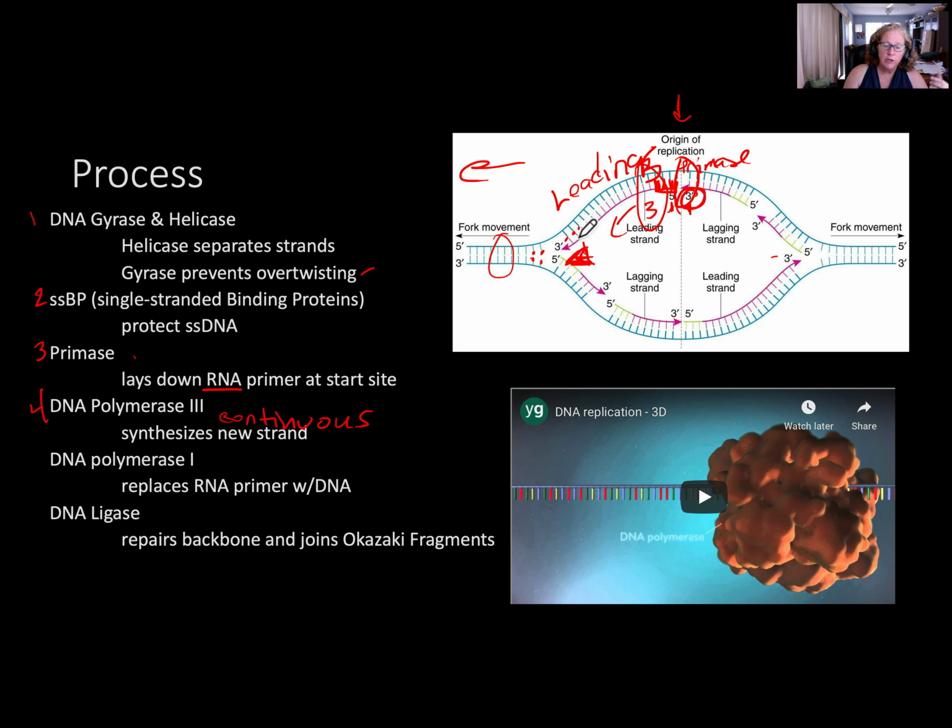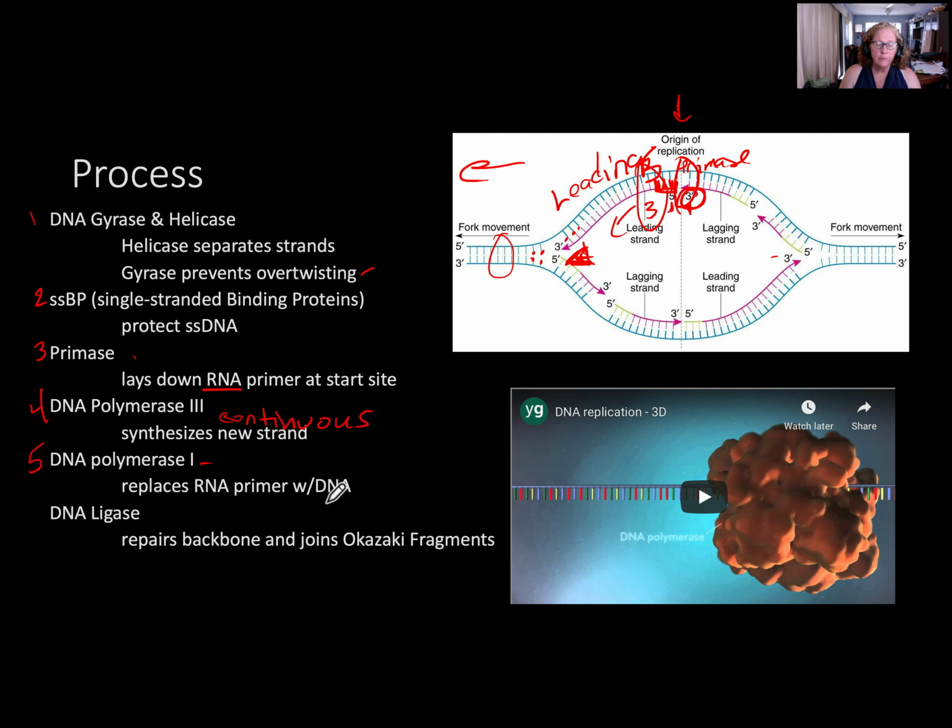But now that polymerase 3 is moving with the replication fork, now I have a problem. I still have an RNA primer over here. So I need to come in with another polymerase. In this case, it's DNA polymerase 1. And DNA polymerase 1 is going to replace the RNA primer that primase laid down and replace it with DNA nucleotides. So instead of it being ribose sugars, it's going to be deoxyribose sugars.